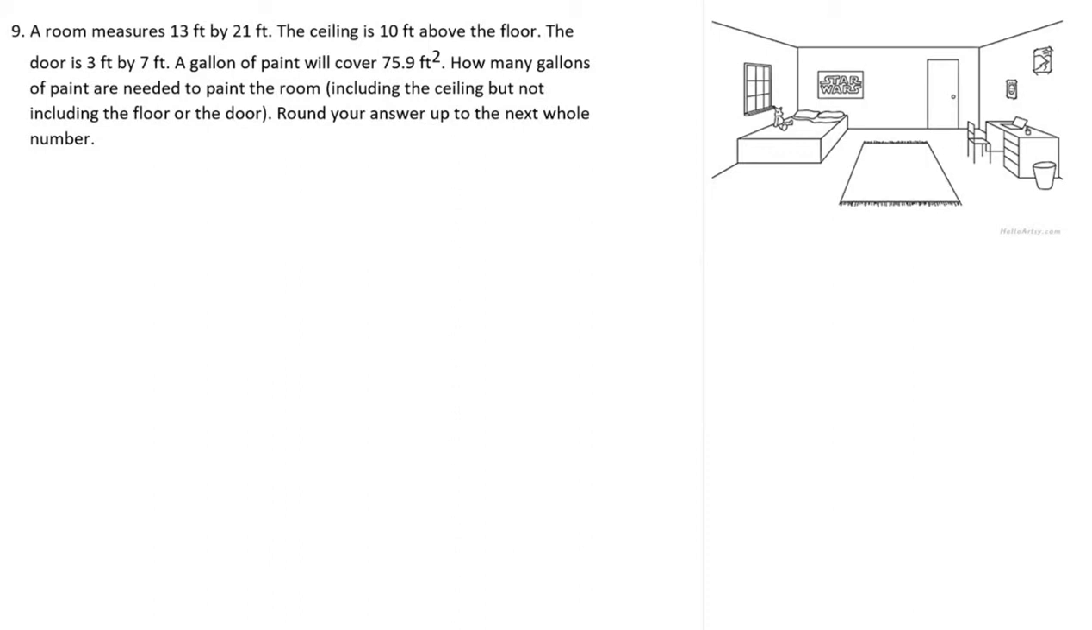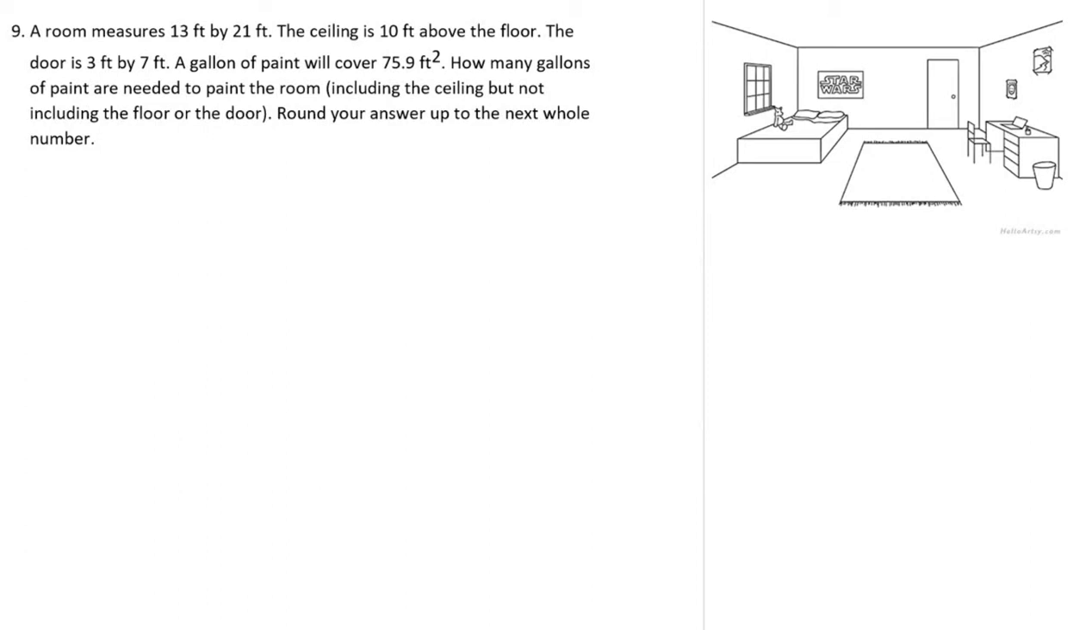A room measures 13 feet by 21 feet. The ceiling is 10 feet above the floor. The door is 3 feet by 7 feet. A gallon of paint will cover 75.9 square feet. How many gallons of paint are needed to paint the room, including the ceiling, but not including the floor or the door? And round your answer to the nearest whole number.